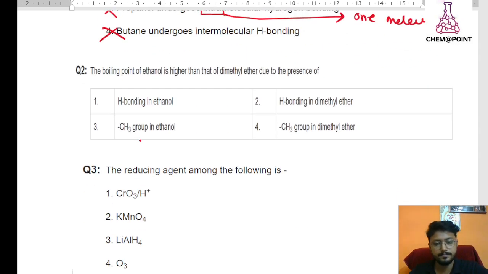The boiling point of ethanol is higher than that of dimethyl ether due to the presence of H bonding. So the right answer is H bonding in ethanol, option A. Got it? Then third question.